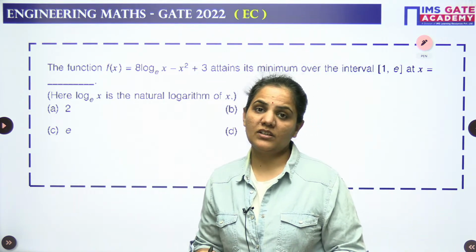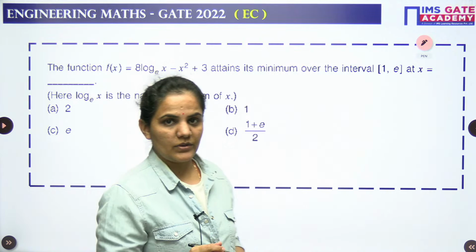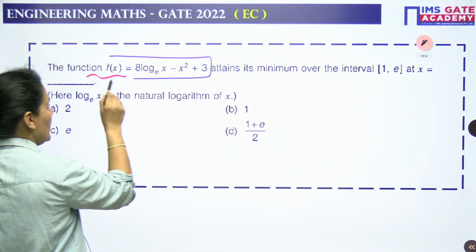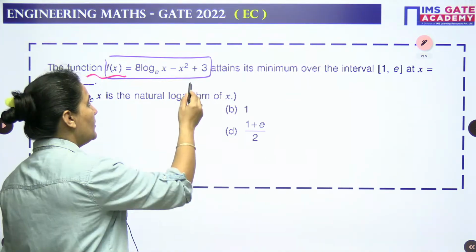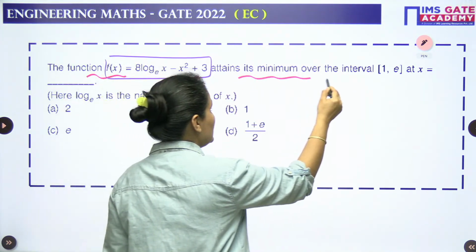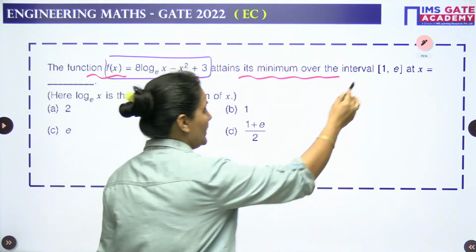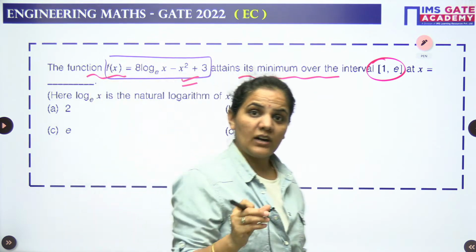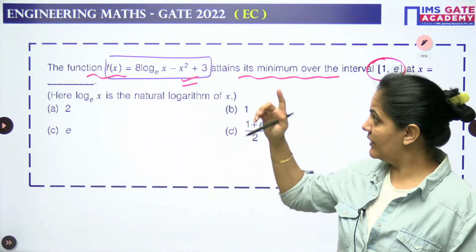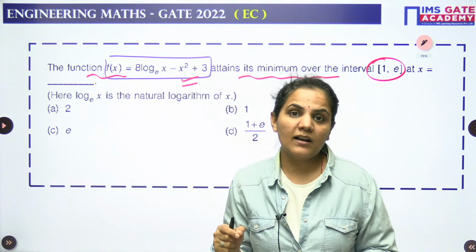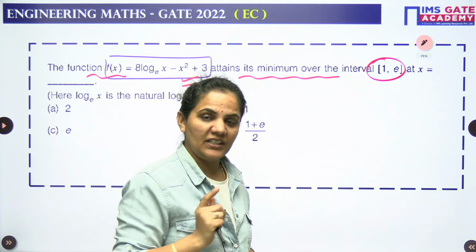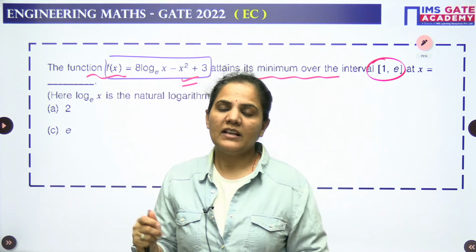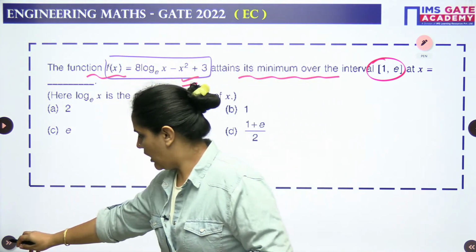We have a question from EC 2022, and the question is about the function f(x) = 8 log x to the base e minus x square plus 3, which attains its minimum over the interval 1 to e at x equals what? So we need to find the point at which the given function has its minimum value in the given interval. Clearly, this question is from global minima. Let's approach the question directly. So how will I approach it?